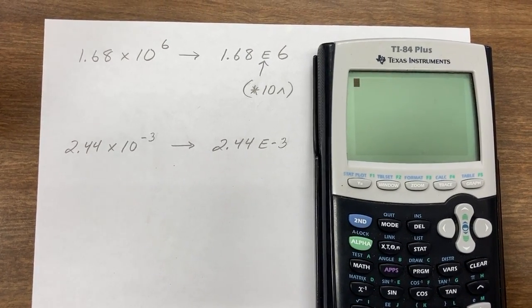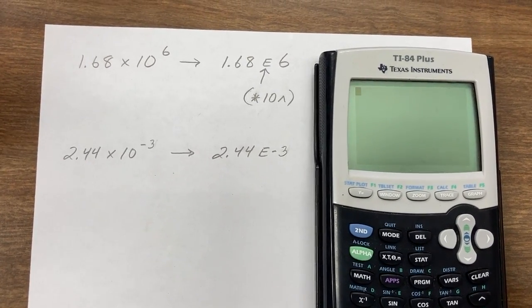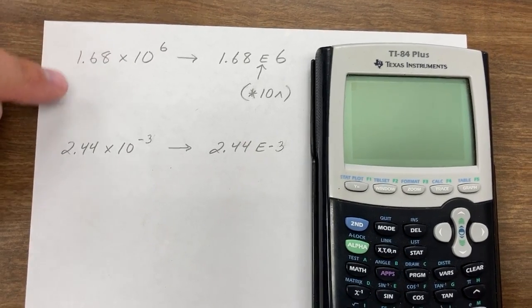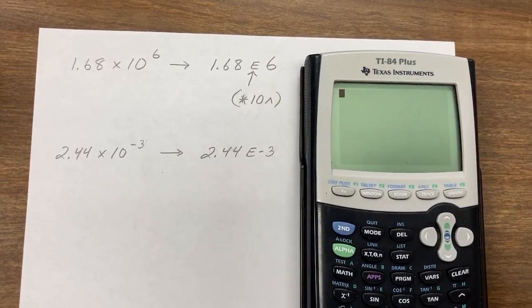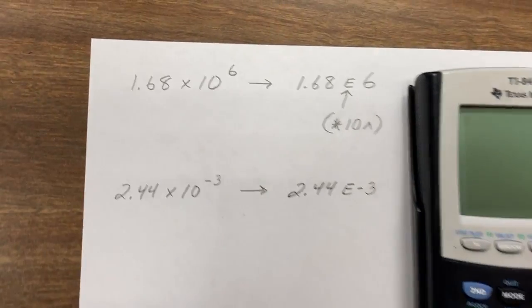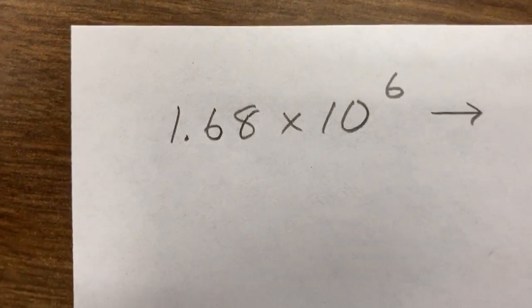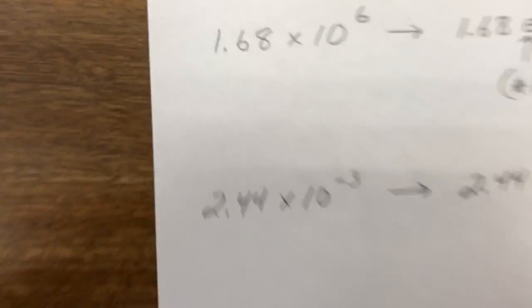Hi there, we're going to do a quick video here illustrating how you enter scientific notation like these two numbers you see here into a Texas Instruments calculator, okay? Now, if you wanted to enter the number 1.68 times 10 to the 6th power into the calculator, you have a number of options, okay?